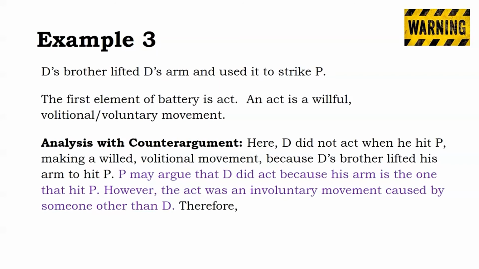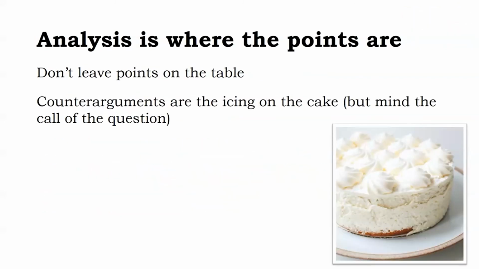So let's look at the mini analysis for that element of act with a counterargument. Here, defendant didn't act when he hit P, making a willful volitional movement, because defendant's brother lifted his arm to hit P. Here's the counterargument. P may argue that D did act because his arm is the one that hit P. However, the act was involuntary movement caused by someone other than D. So you're introducing the counterargument briefly and dismissing it. Therefore, and there's our conclusion.